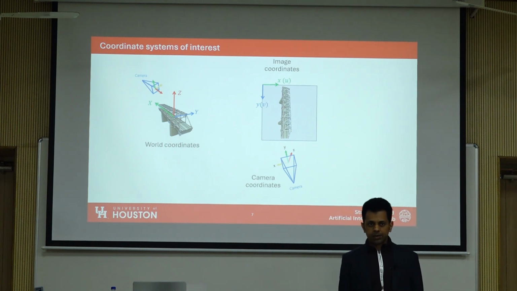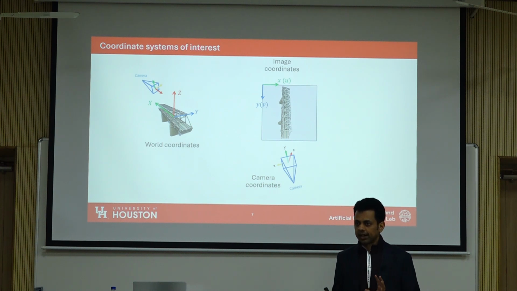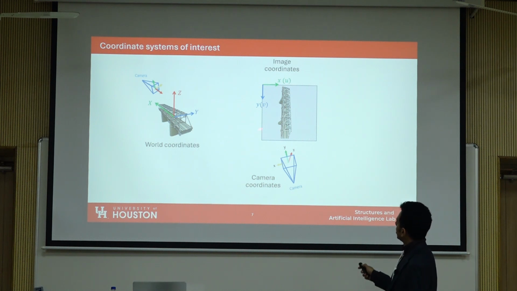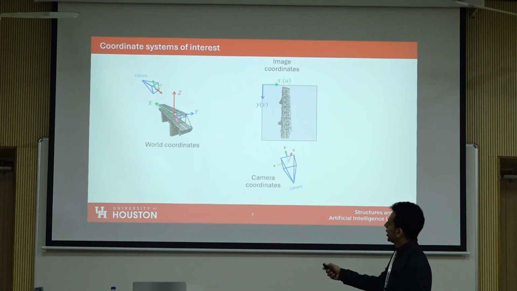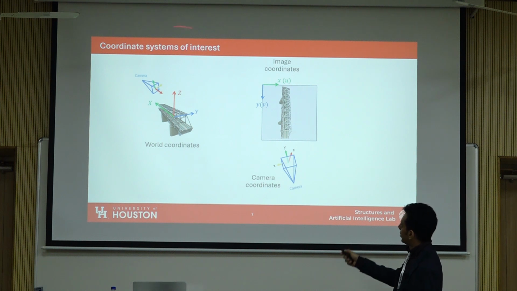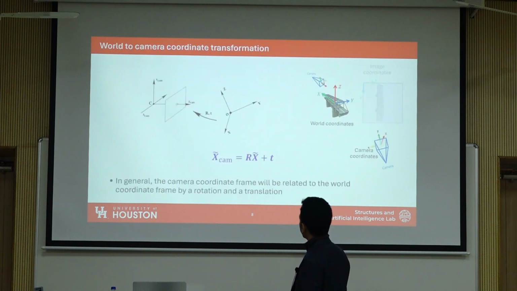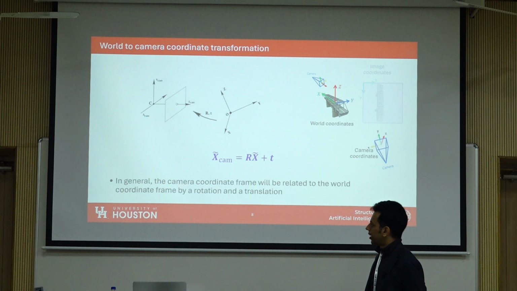I take a photograph of something. What that process is doing is it's taking points in world coordinates and it's mapping them to image coordinates. But to do that, we have to go through the camera coordinates because we know the location of the camera. So if we can find the location of the world with respect to the camera, then we can do this whole mapping. Okay? So these are the coordinates we'll look at.